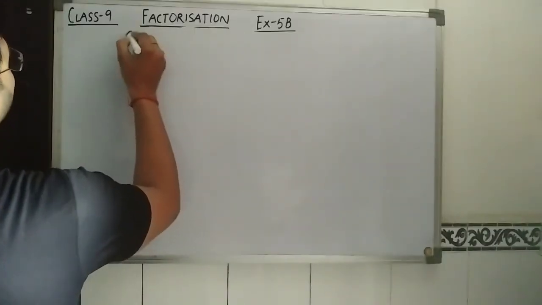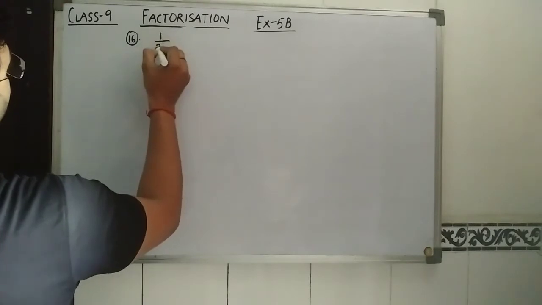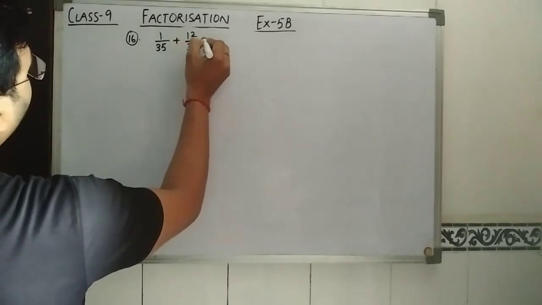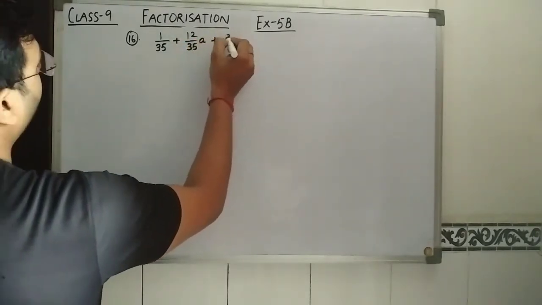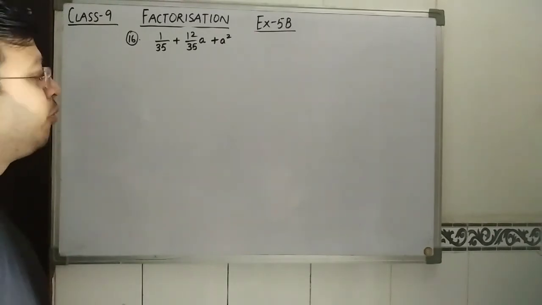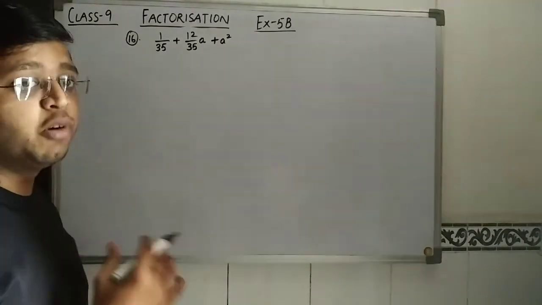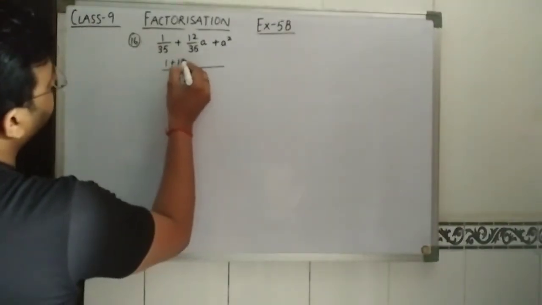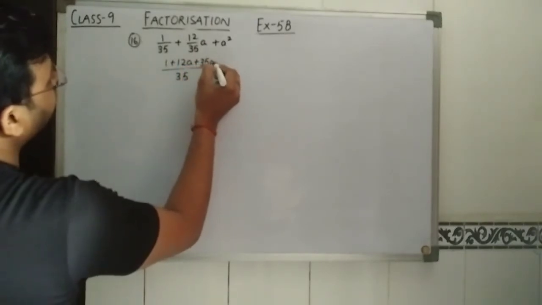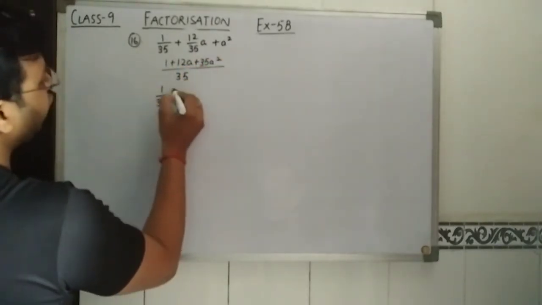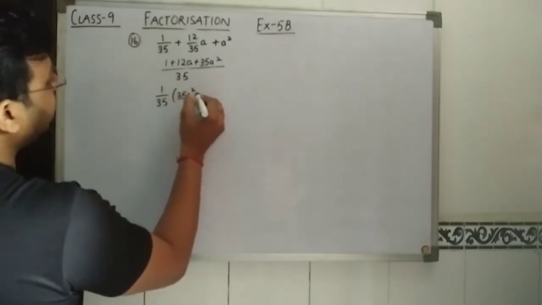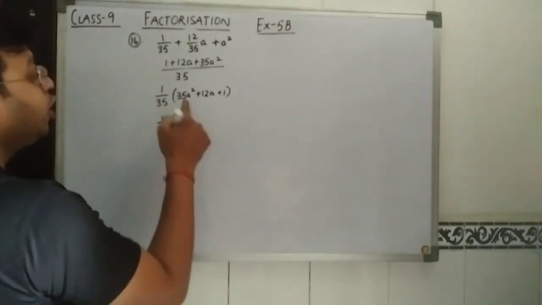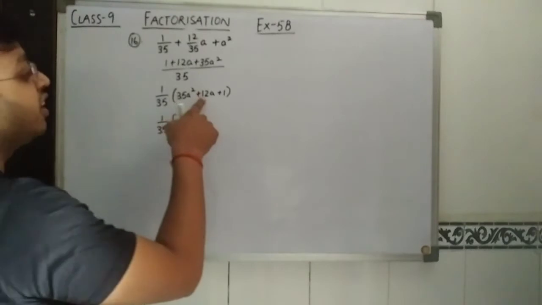Now question number 16. Question number 16 is saying 1 upon 35 plus 12 upon 35a plus a square. Now in this question we can observe the fractions. So for removing fractions we have to take LCM first. The LCM will be 35. So here 1 plus 12a plus 35a square. Now you can do one thing. 1 upon 35 you can write separately like this, and the other 3 terms after arranging we can write like this. We have to think about two numbers, their multiplication is 35 and their addition is 12.